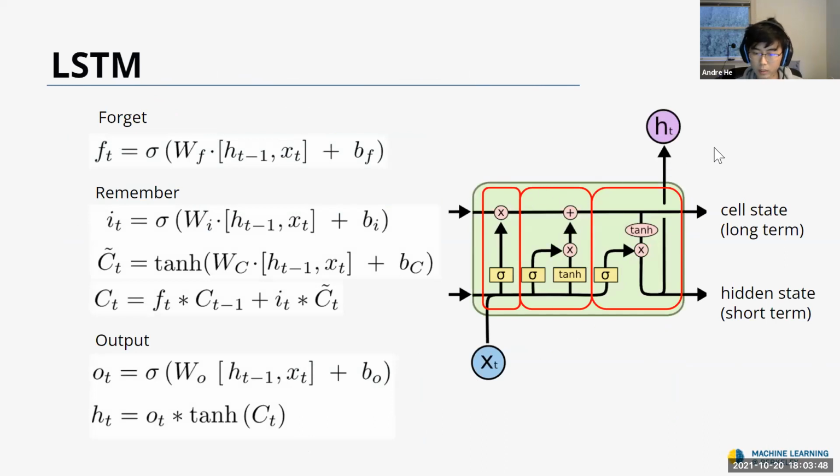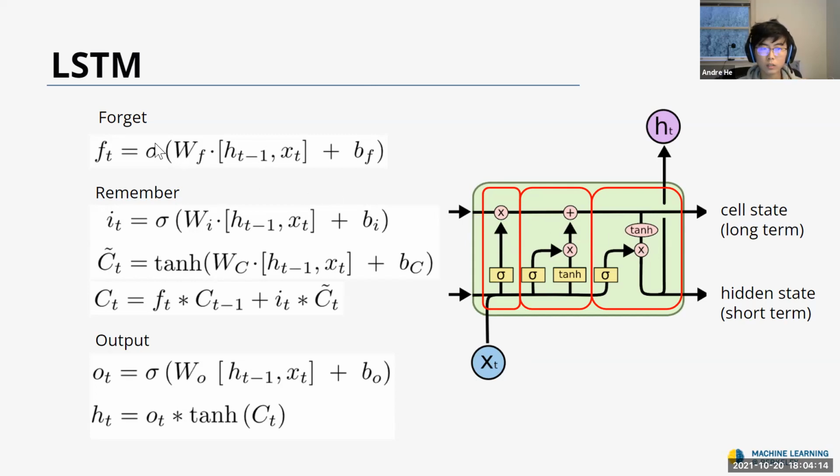So let's look more closely at this diagram of the cell. It looks pretty complicated at first, but once we break it down, there are three main functions that it does. Instead of having just one hidden state, it has two types of hidden states. There's a cell state, which is the long-term memory, and there's the hidden state, which is the short-term memory. Then within each cell, when you take in another input token, it does three things.